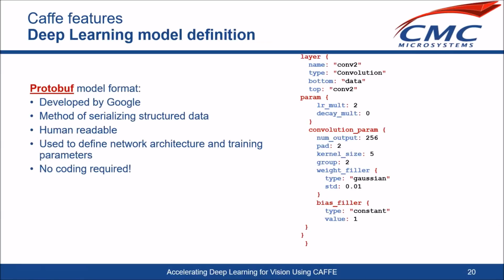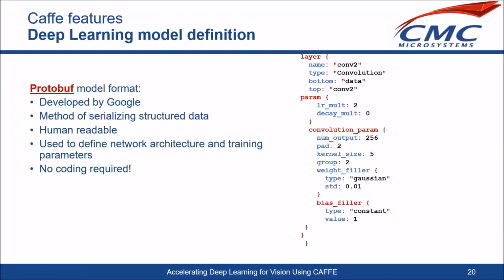The second feature I would like to highlight is the model format that Caffe uses. It's called protobuf. It's a format developed by Google, and it's a good method of serializing structured data. As you see on the right here in the example, it's human readable, and it's used mainly to define the network architecture and the training parameters for your CNN. So no coding is required, and you can already browse and see the available example networks.